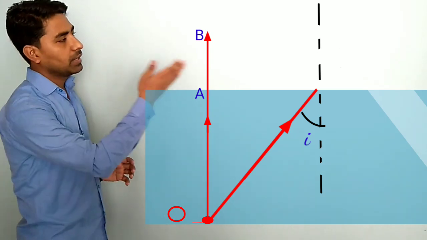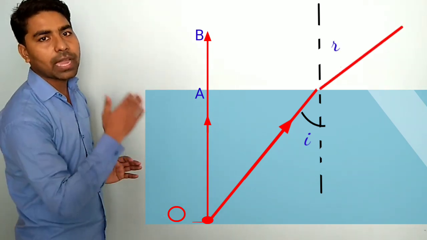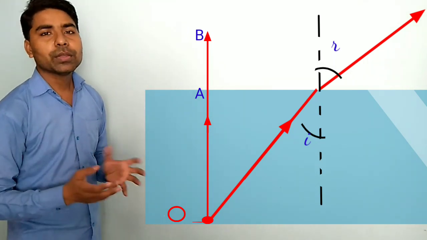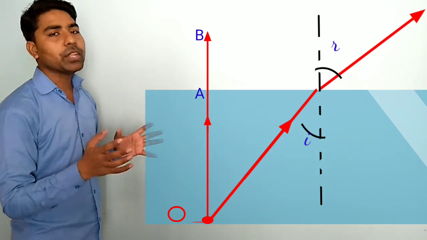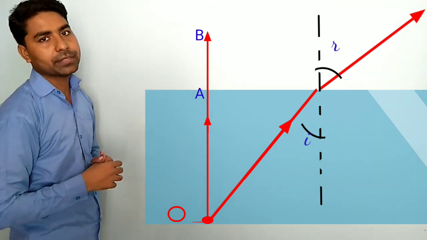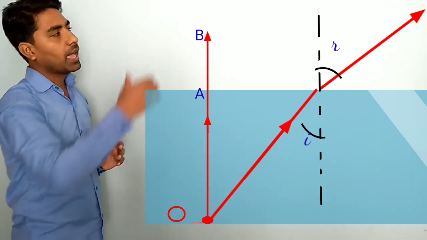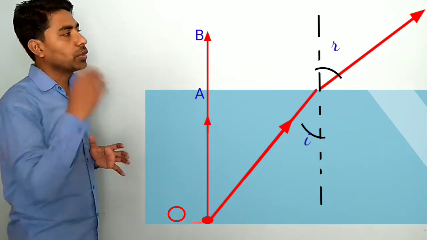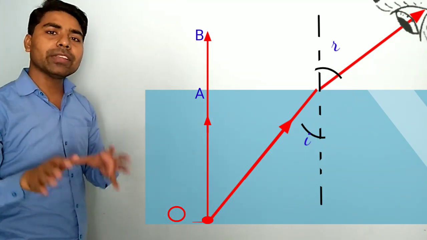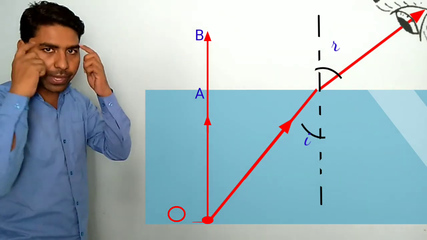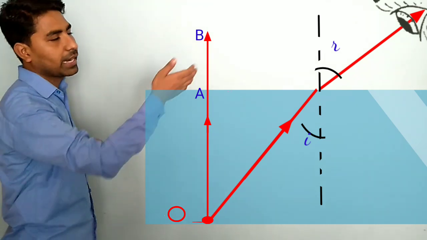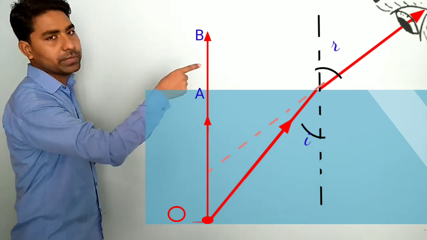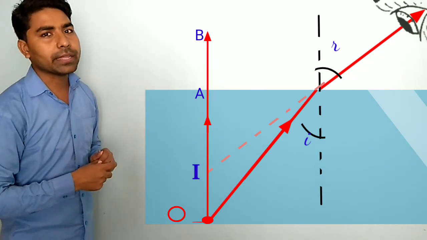And now what will happen? The light will deviate from its path, away from the normal. Now see its path. When you see from outside, standing there, and you observe this ray, your brain will say the light is always traveling in a straight line. So your brain will consider the image of that object to be at point I.